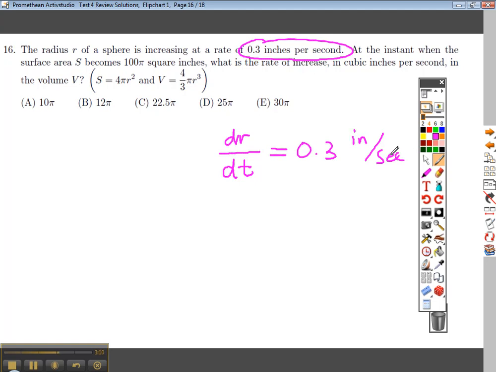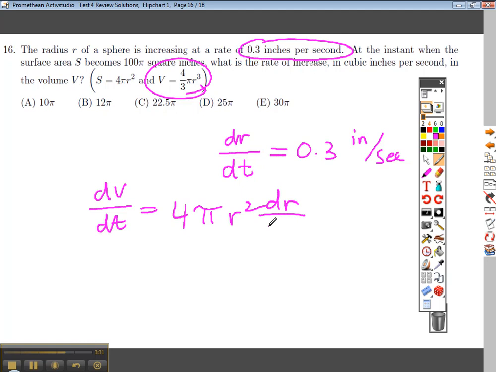At the instant when the area S becomes 100 pi, I think they mean surface area, what is the rate of increase in cubic inches per second in the volume? So here's the formula for volume. If we find dV/dt, we bring down the 3, so it becomes 4 pi r squared dr/dt.